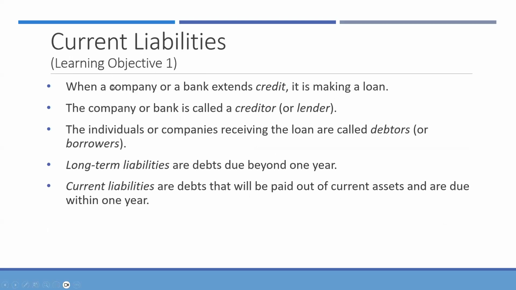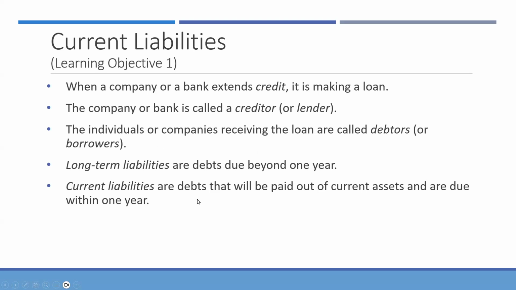When a company or bank extends credit, it's making a loan. The bank is called the creditor, the borrower is called the debtor. Long-term debts or liabilities are due beyond 1 year, and current liabilities will be paid out of current assets and are due within 1 year.